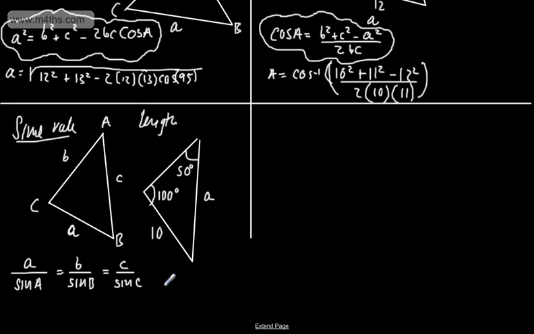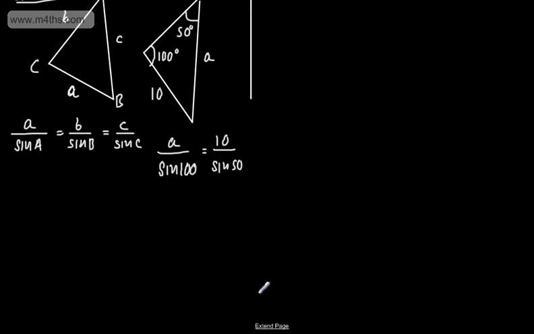What we could write is that a over the sine of A, just consider this to be the opposite angle, the sine of 100, will be equal to b over sine B, which will be 10 over the sine of 50 degrees. We make A the subject, so we could say that A is going to be 10 sine 100 degrees divided by the sine of 50 degrees.